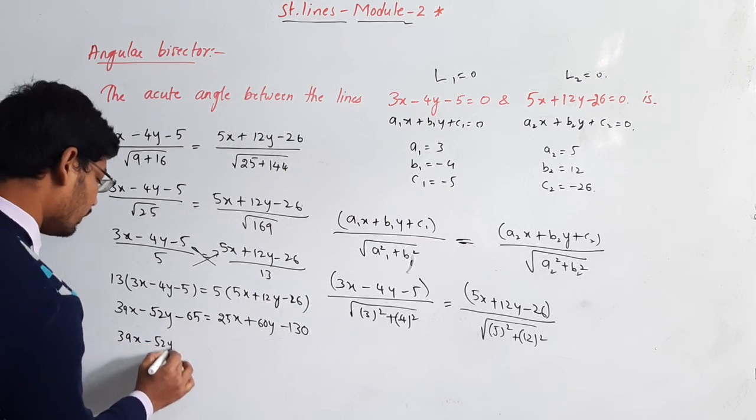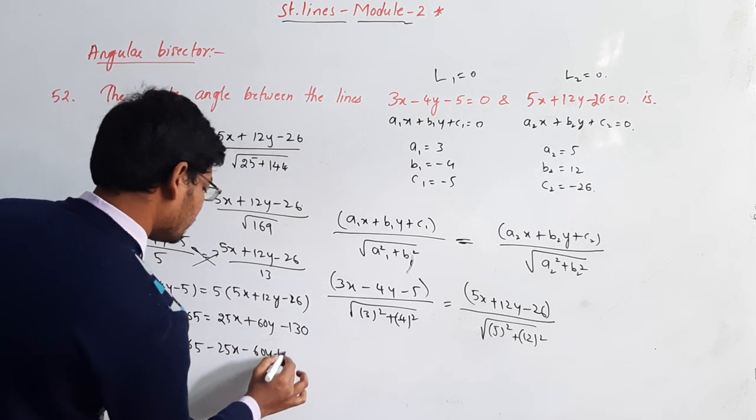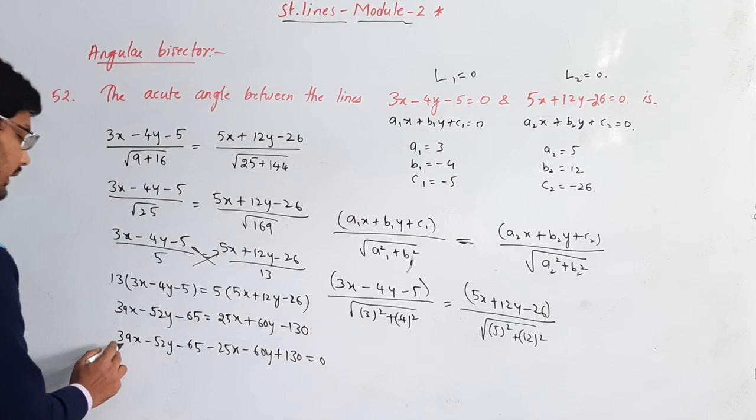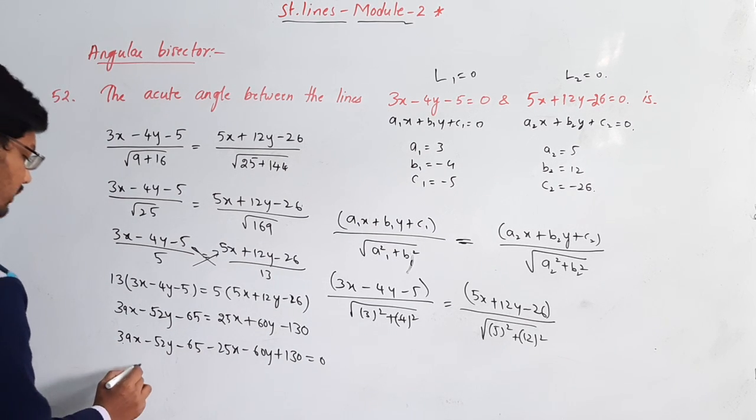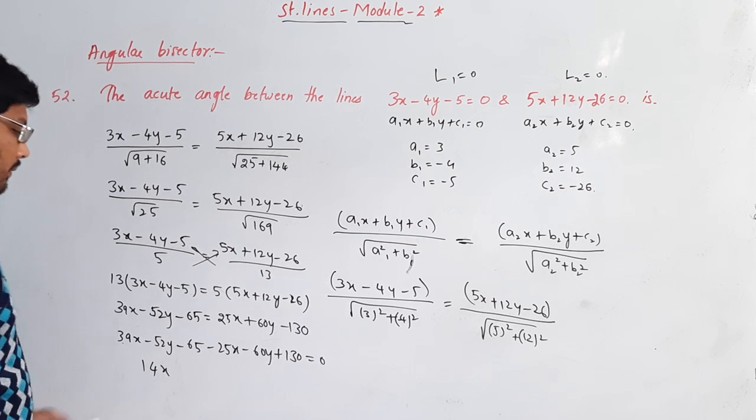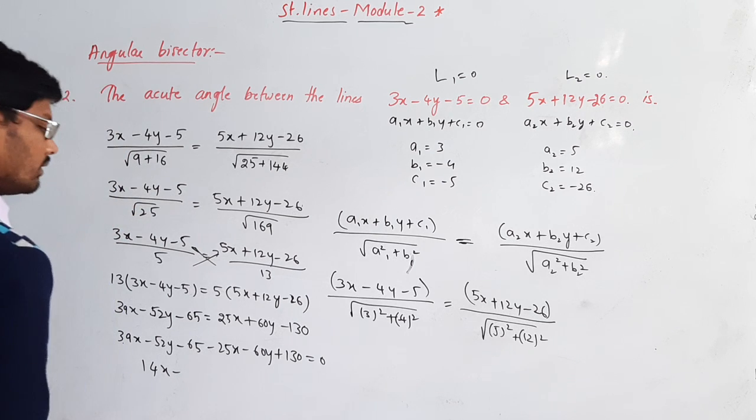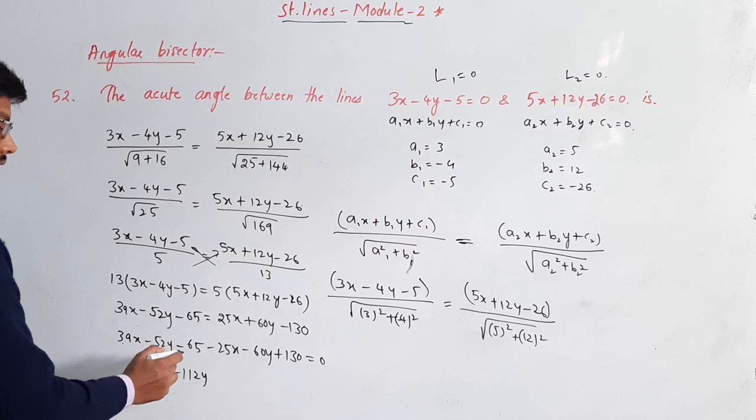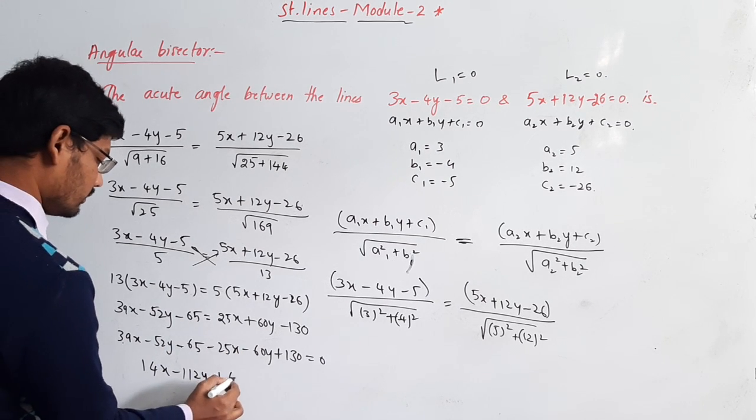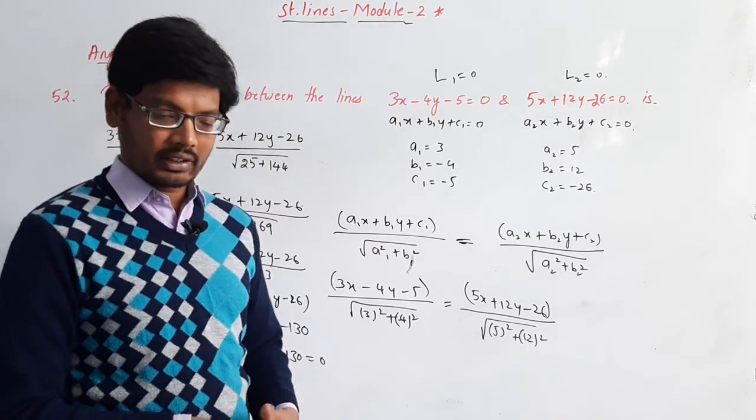39x minus 52y minus 65 minus 25x minus 60y plus 130 is equal to 0. And 39 minus 25 is 14, so 14x here, minus 52 minus 60, minus 112y. Next minus 65 plus 130 is 65. So this is the complete solution for this one. This is the straight line angular bisector of the lines here.